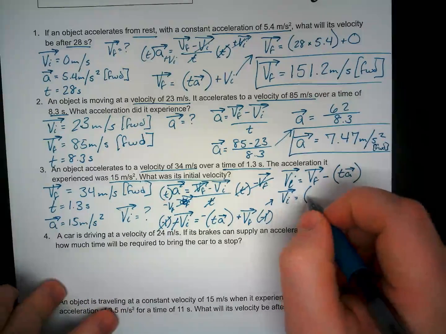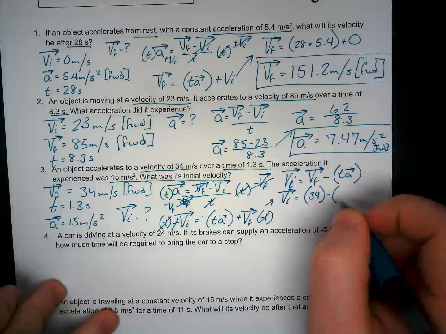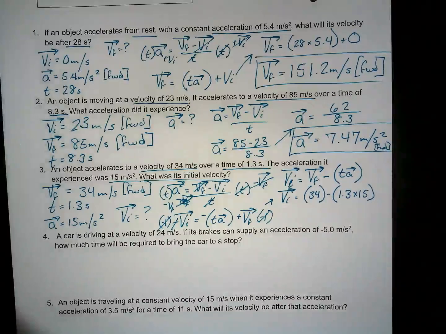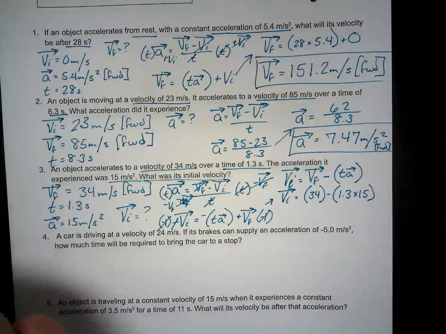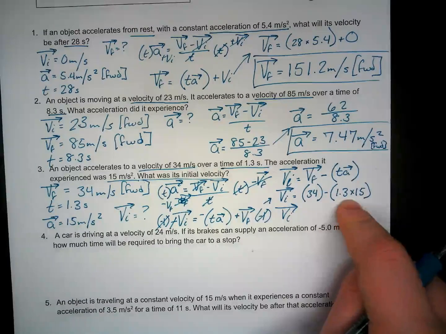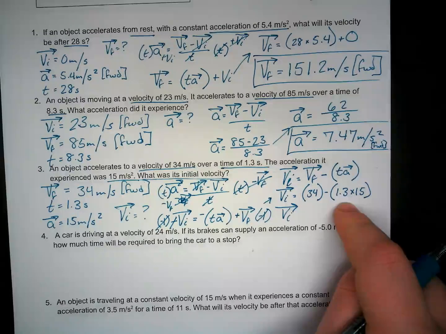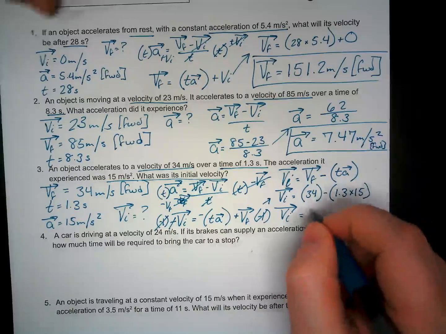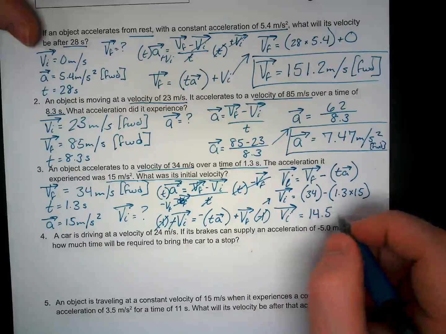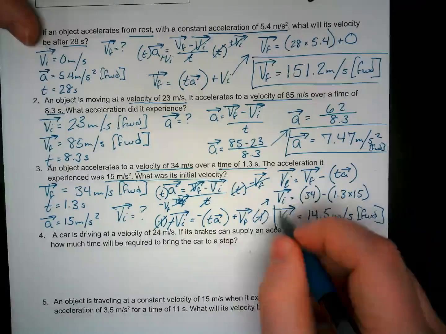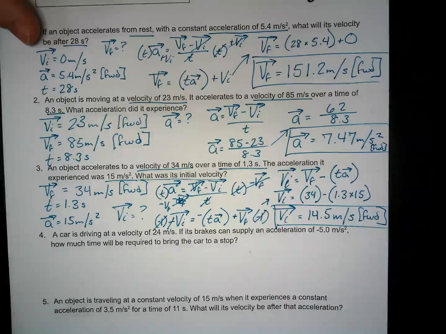So let's plug everything in. So we have 34 minus 1.3 times 15. So I'm going to plug that into my calculator. And make sure when you plug that into your calculator, you figure this first, order of operations. You're going to calculate this first, then subtract this from this, okay? And what you should get is 14.5 meters per second forward after you plug it into your calculator. That's what you should get, okay?